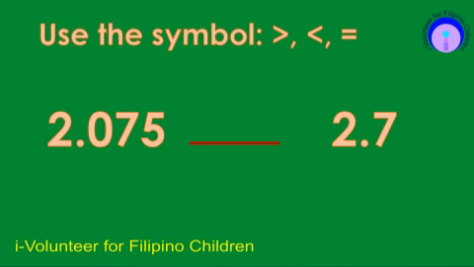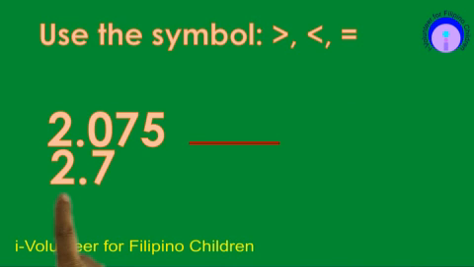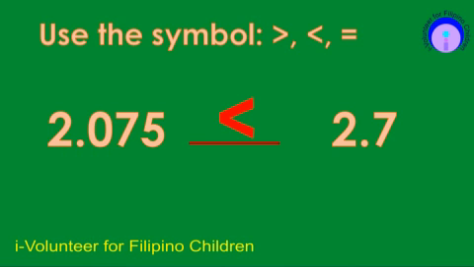I am sorry, this is incorrect. Let's try to compare again. Ones digit are the same. The tenths digit are not the same. 0 and 7 are compared, and that is why 2 and 75 thousandths is less than 2 and 7 tenths.